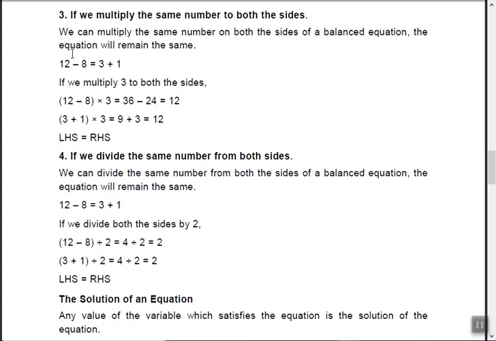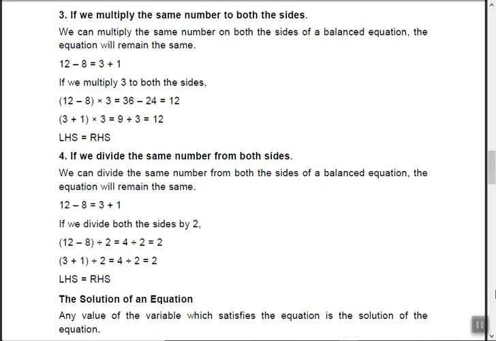Same logic. 12 minus 8, 3 plus 1. Multiply: 12 minus 8 is 4, 4 into 3 is 12. 3 plus 1 is 4, 4 into 3 is 12. So it will remain the same. After all, the answer is the same on both sides. So definitely if you multiply, divide, add, subtract, anything you do, the answer will remain the same. Same thing for divide. If you divide by the same number on both sides, the answer remains the same.